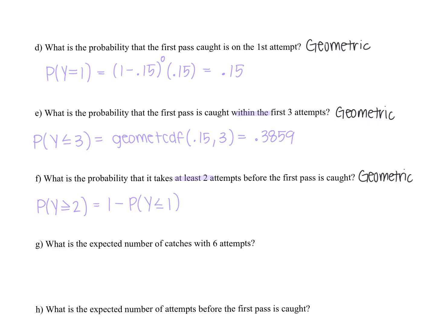Now, for a geometric distribution, because it can never be 0, it has to start with 1 because we're talking about at least 1 success. This is the same thing as 1 minus the probability that y is 1. It's very specific to at least 2, though. If it were any other number, it wouldn't be the same. But I'm going to keep it as the geometcdf. You can still do geometcdf. It's going to give you the same answer. So then 0.15 comma 1, and you end up with 0.85.